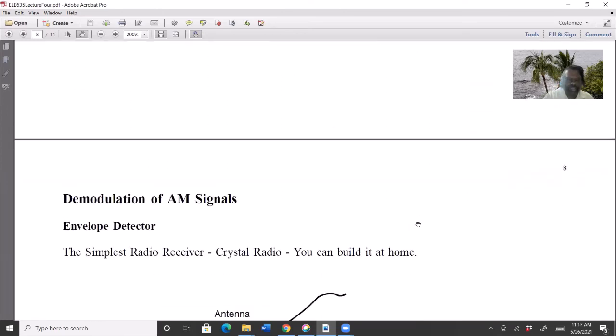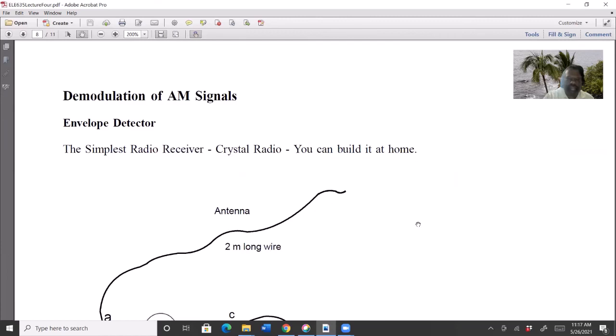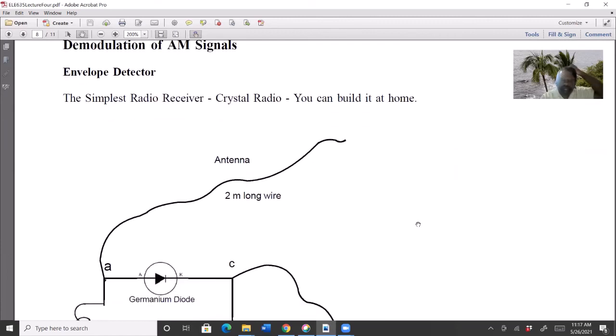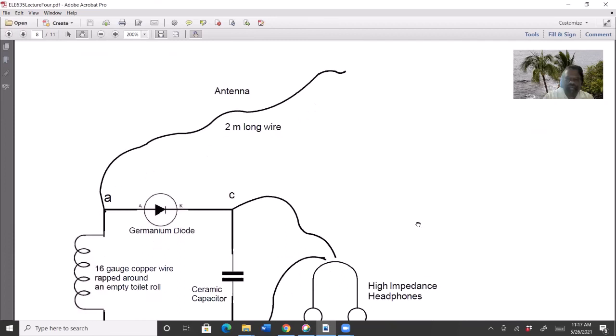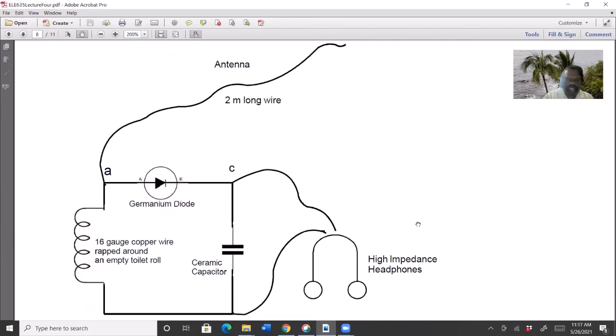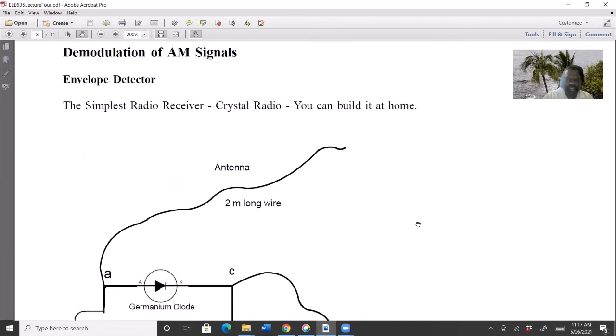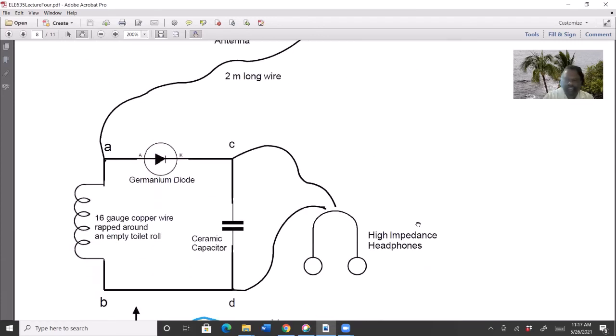All right, guys, so let's see. If you want, you can try building this at home. The simplest envelope detector. This is called the crystal radio. So you don't need a battery. The energy that is coming from your radio station to your home is sufficient. The only problem is your usual earphones that you use with your mobile phones won't work.